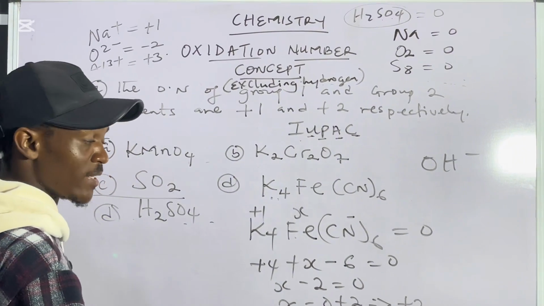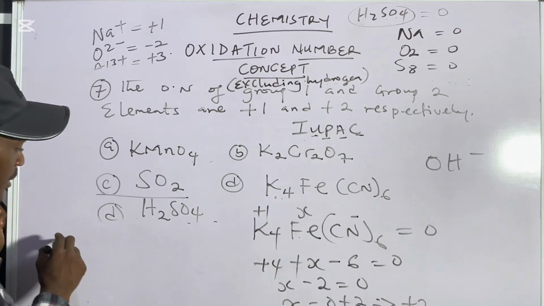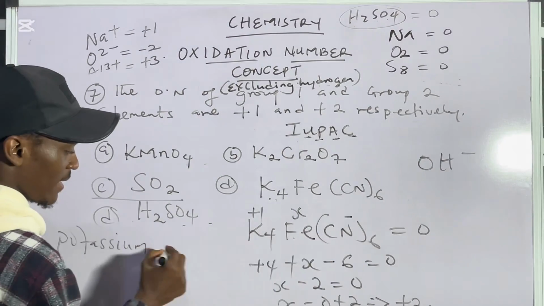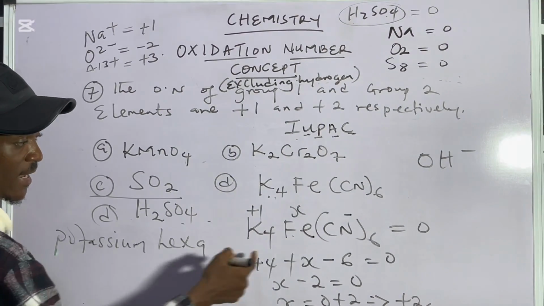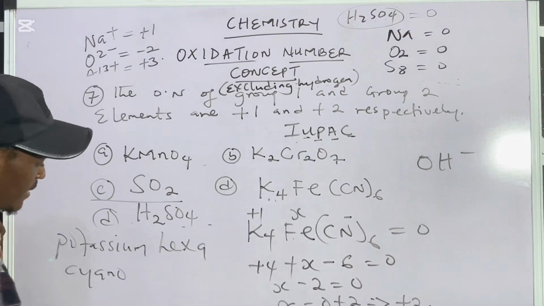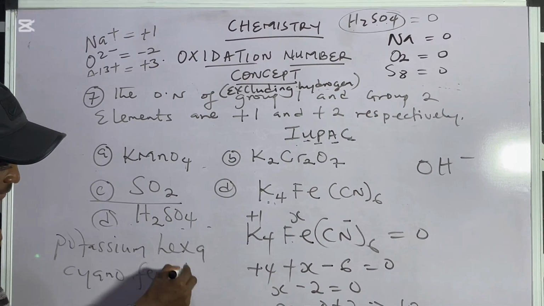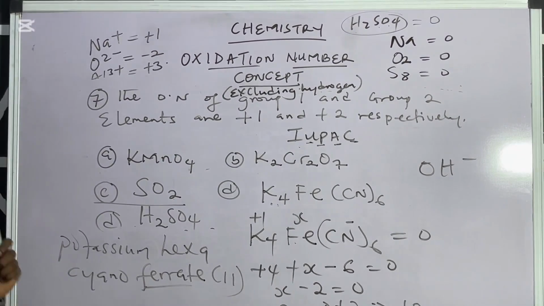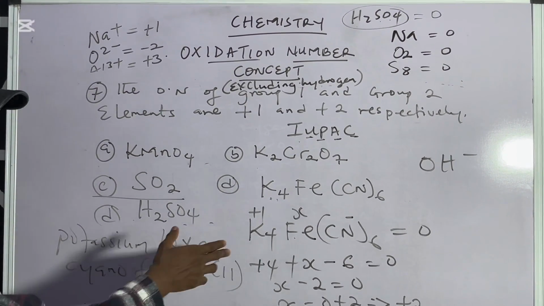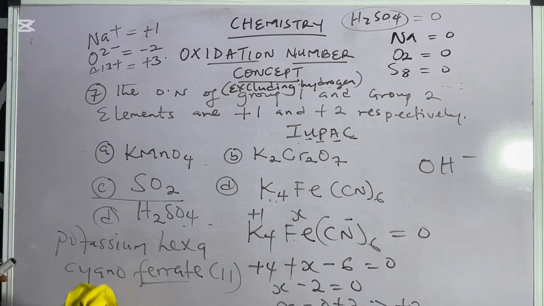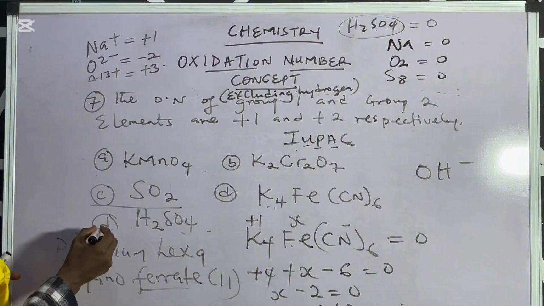So hence, what should be the name of this compound? It should be potassium, then hexa stands for 6, hexa, then cyano, because that's the cyano group, CN, then ferrate, then 2. Ferrate is actually of iron. All right, so that's the IUPAC name of that compound. Then let's see the E. This ought to be the E now.